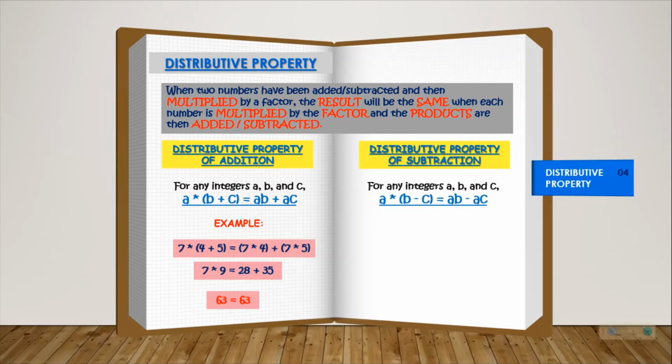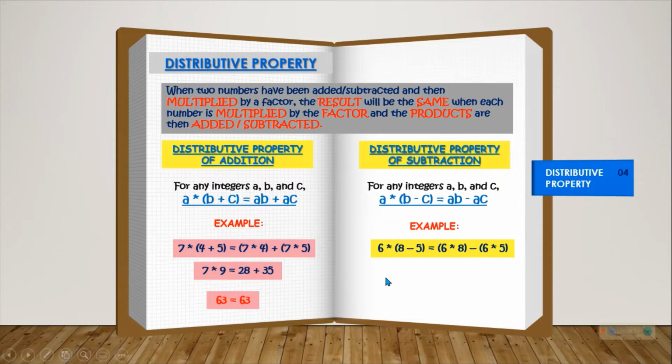In subtraction, we have for any integers a, b, and c, a times quantity b minus c is equal to ab minus ac. So, for example, 6 times quantity of 8 minus 5 is equal to 6 times 8 minus 6 times 5. So, we distribute 6 to 8, and then we distribute also 6 to 5.